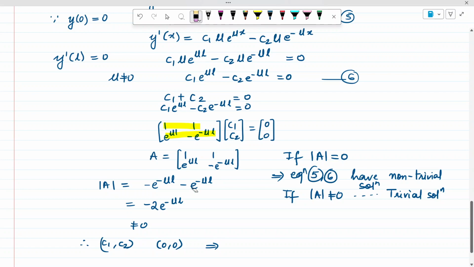Oh, sorry, this will be equal to (0, 0). Trivial solution. So this implies y of x is equal to 0. We get only the trivial solution. We wanted to find eigenvalues and eigenfunctions. Eigenvalues and eigenfunctions के बारे में क्या बोला था?